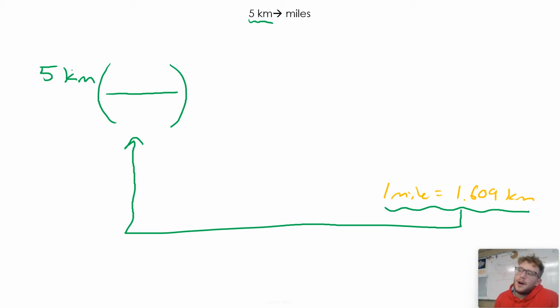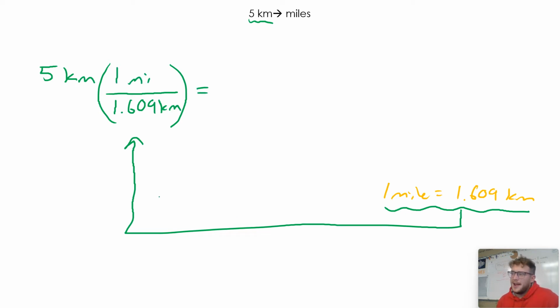Remember, if I want these kilometers to end up canceling out in the end, then I'm going to have kilometers on the top and the bottom. Well, right now, to start my problem, I have kilometers on the top, which means I'm going to have kilometers on the bottom in my conversion. So I'm going to put my 1.609 kilometers on the bottom there and my 1 mile up top.